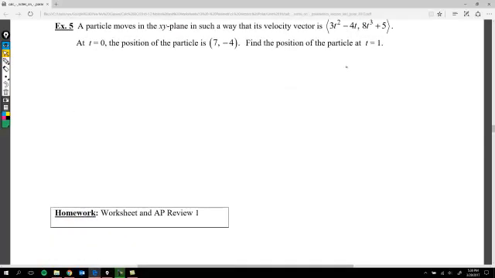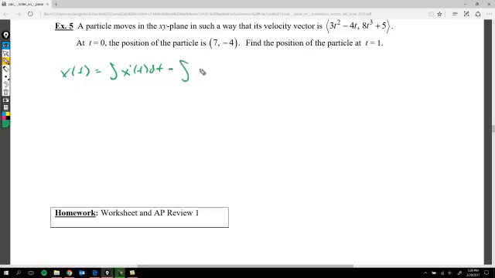Okay, last one. I have a particle. Again, I'm moving, and this time I'm given my velocity vector. At 0, they give me my initial starting position. They want to find the position at 1. So now I need to go backwards. I need to find x of t, which is going to be the integral of x prime of t, kind of obviously. So let's integrate.